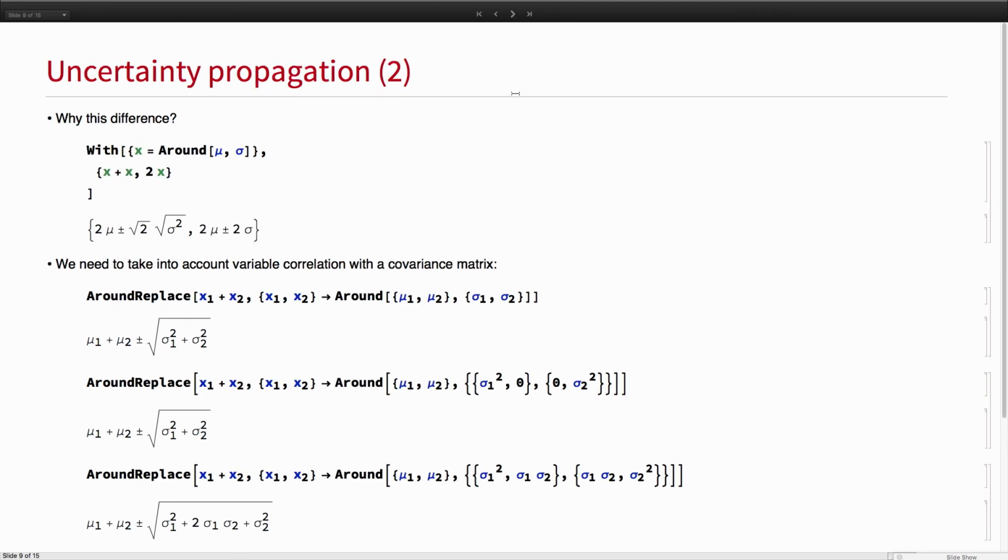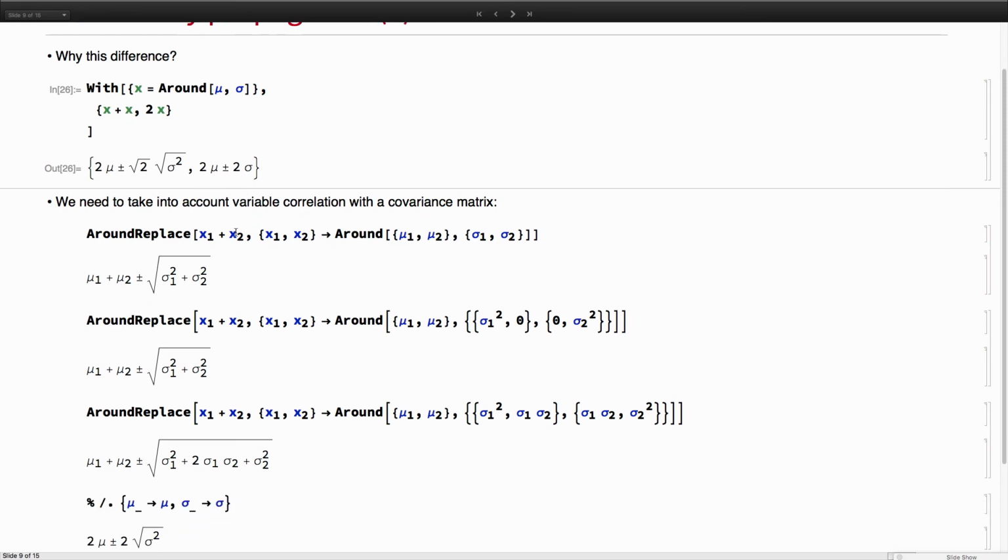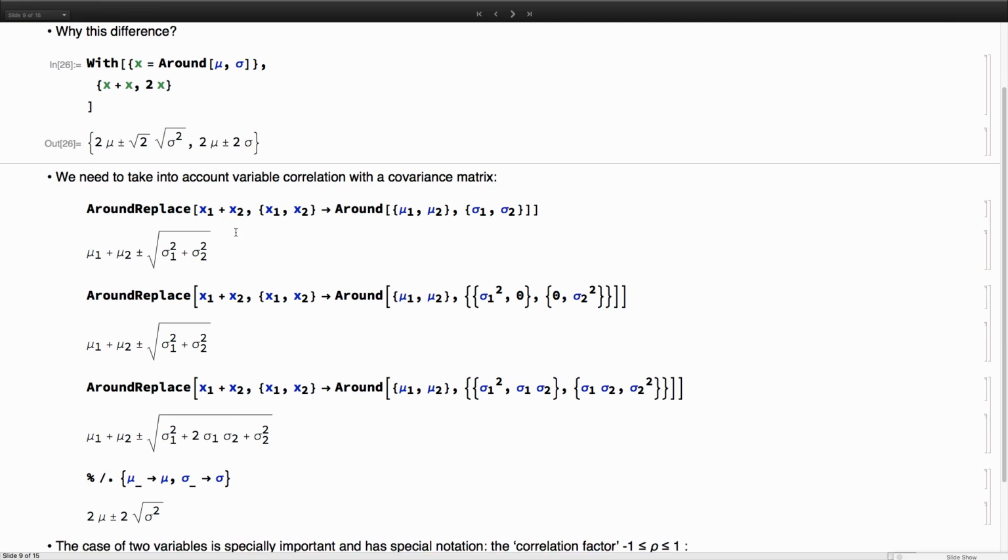Now, what's the difference between x plus x and 2x? Here we get different results. Where is the difference coming from? Because here it's always 2 mu as best value, but here we have square root of 2, and here we have 2. So what is the difference? Well, here is where correlation plays a big role, and we have to be careful about it.